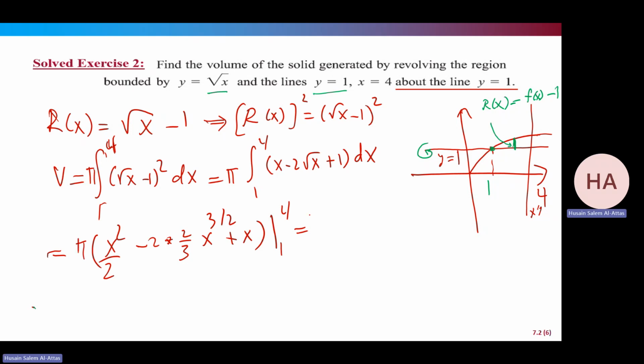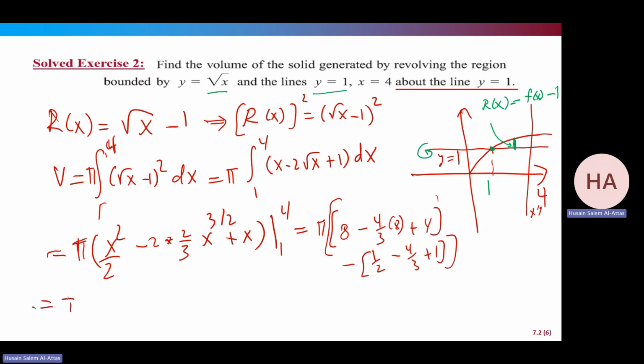I have pi times all of this. So I have pi times what? 4 squared, which is 16, 8, minus 4 over 3, times what? Square root of 4, which is 2, times 8. Plus 4, minus half, minus 4 over 3, plus 1. All of this times pi. So I have what? Pi.